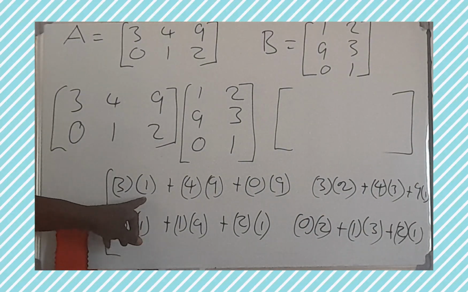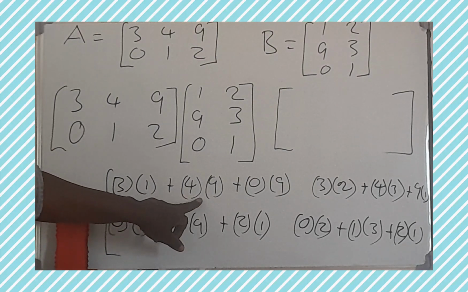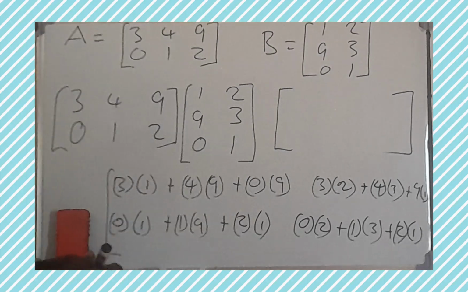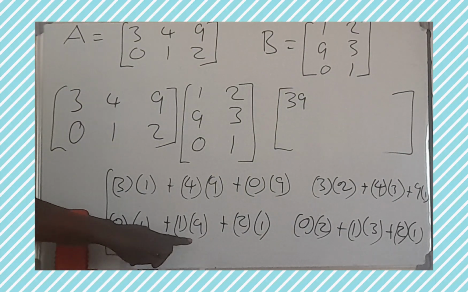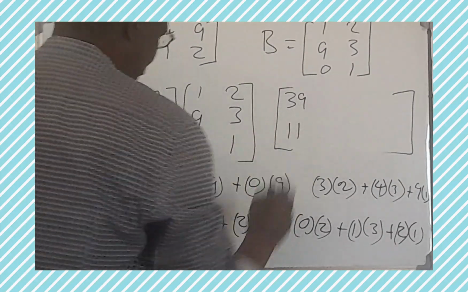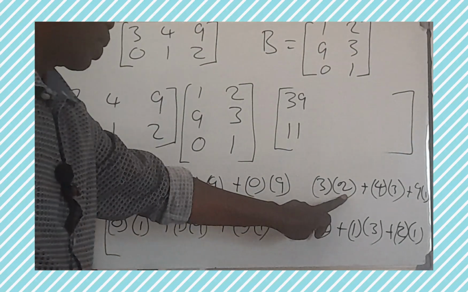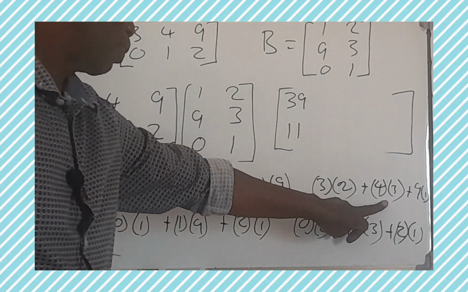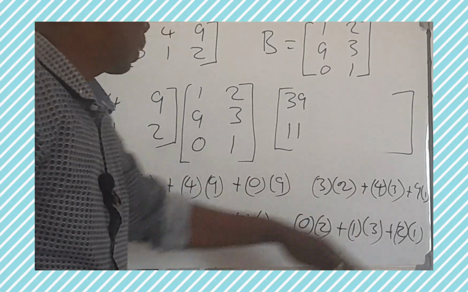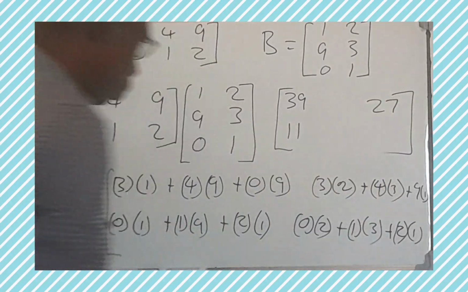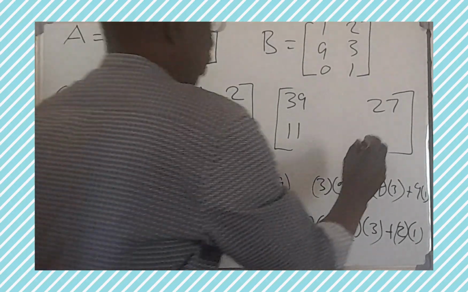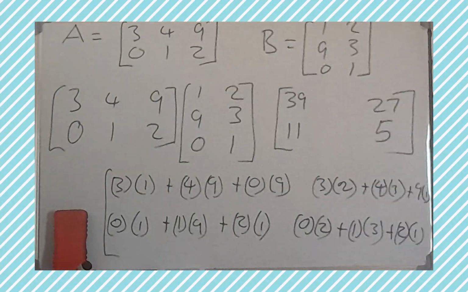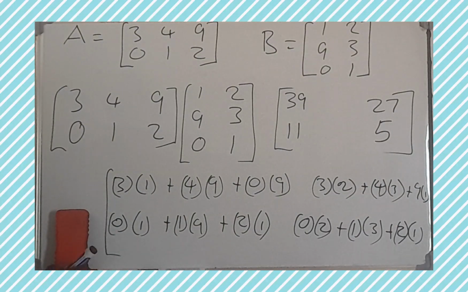So 3 times 1, which is 3, plus 36, which is 39, plus 0 is just 39. 0 times 1 is 0, plus 9, which is 9, plus a 2, that gives us 11. 2 times 3 is 6, plus 12 is 18, plus 9 is 27. 0 times 2 is 0, plus 3 is 3, plus 2, it's a 5. So that is what you get when you multiply A times B.